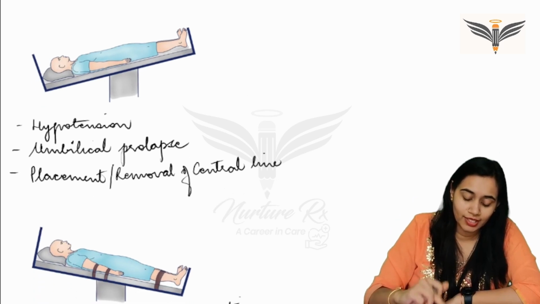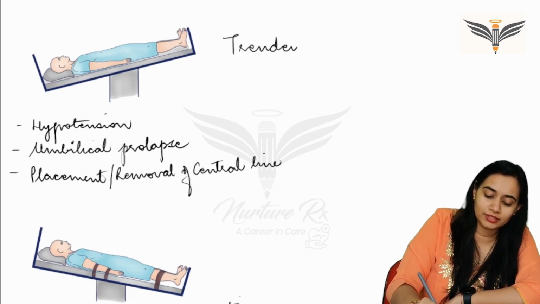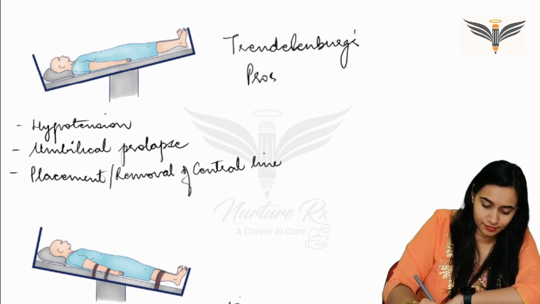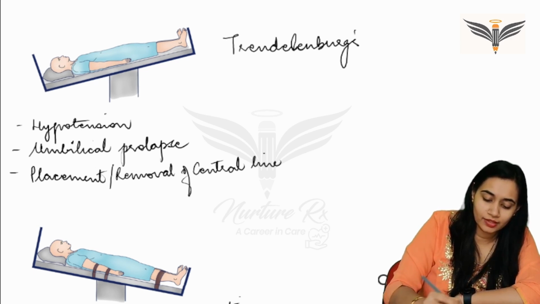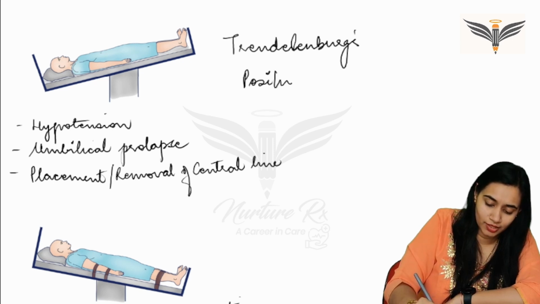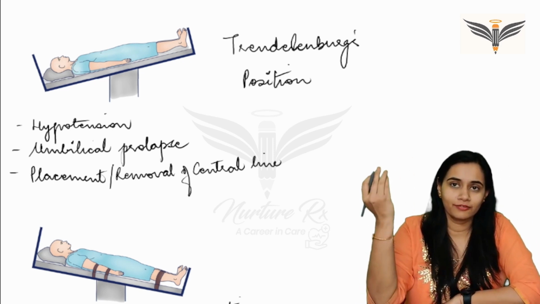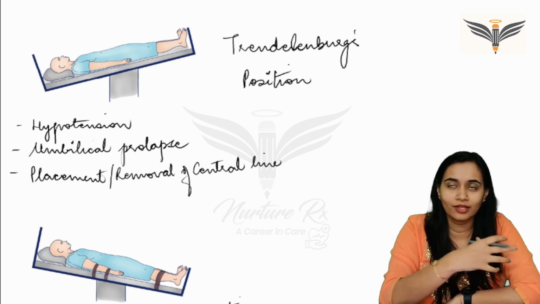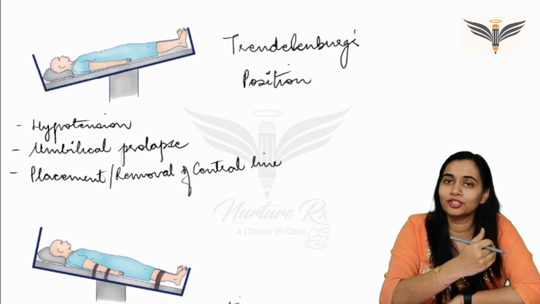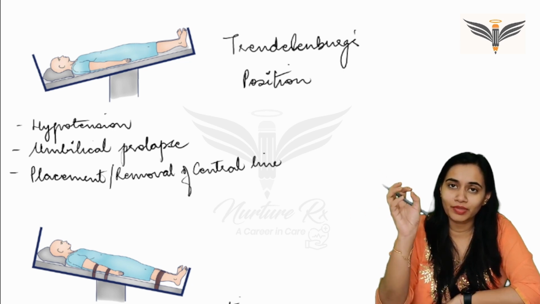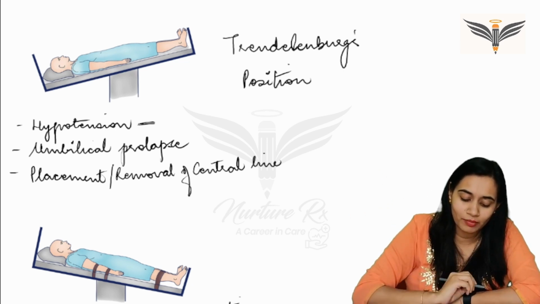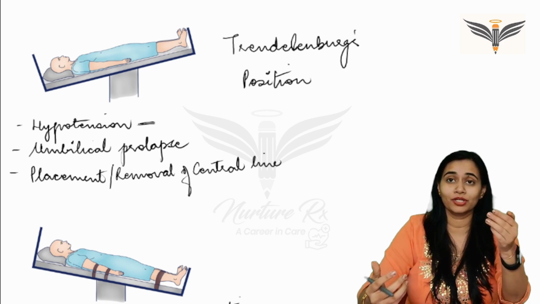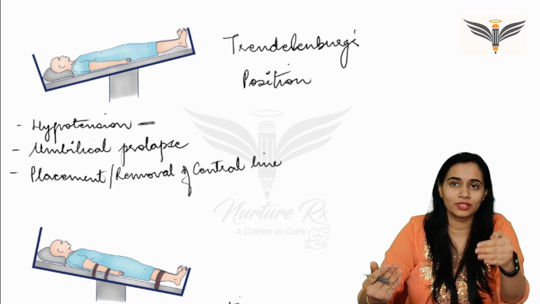Coming on to next position. This is your Trendelenburg's position. You can see that here the head end is lowered than the position of the feet. So the head end is lowered. What does it do? It increases your venous return. So any condition where you want your venous return to be increased, you have to place the patient in Trendelenburg's position. So what is the most common reason? It is hypertension. In any kind of surgeries also, if at all the patient is getting hypertensive, so we try to put the patient in the Trendelenburg position.